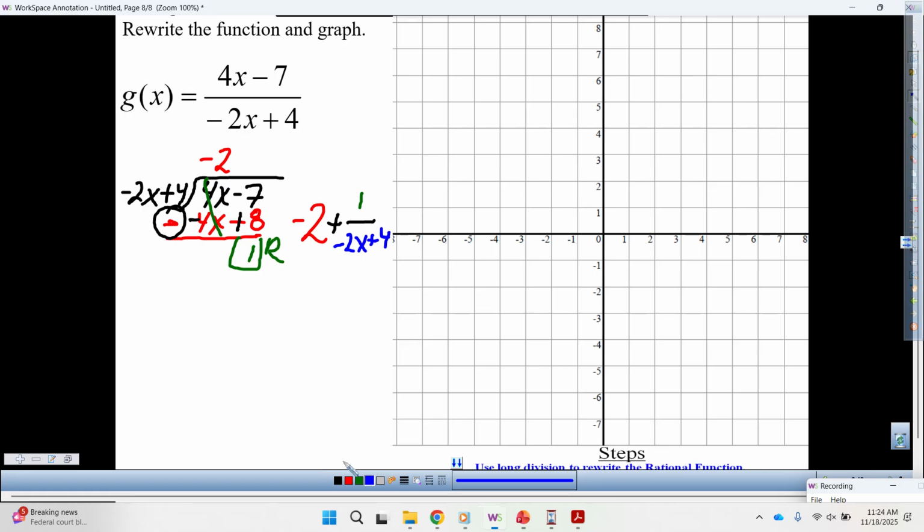Can we leave it like that? No. So therefore, we send this one to the end. So we end up with 1 over negative 2x plus 4, minus 2, and all that equal to g of x.